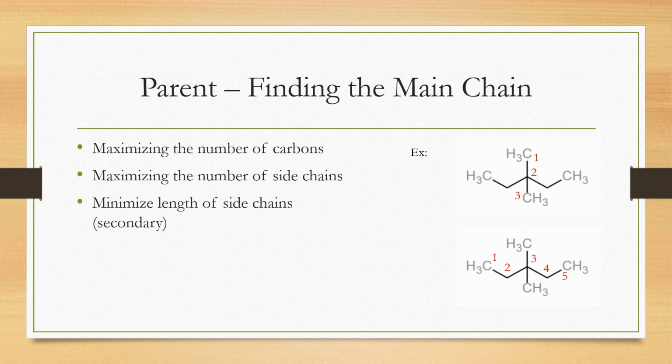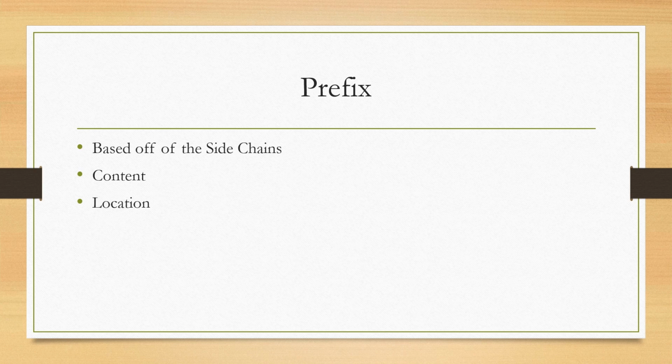Looking at this example, 2 potential main chains are shown, but the correct one is the one that has 5 carbons because it maximizes the total carbons in the main chain. It also reduces the length of the side chains from 2 2-carbon chains to 2 1-carbon chains.